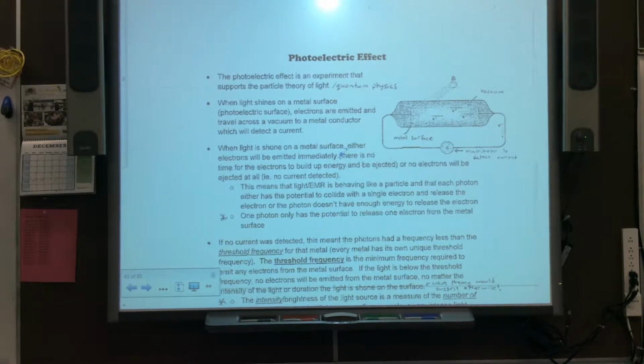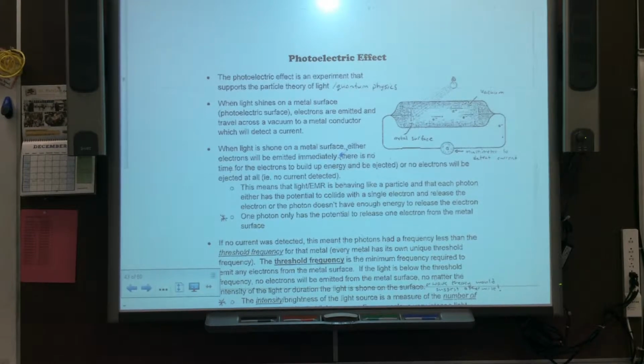In this next lesson, we're going to look at the photoelectric effect. So this is an experiment that looks at supporting the particle theory of light. When light is shone on a metal surface, so this would be the photoelectric surface, electrons are emitted. They travel across the vacuum in a tube to a metal conductor, which detects a current.